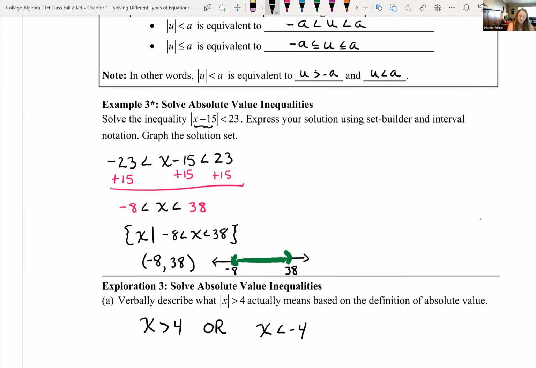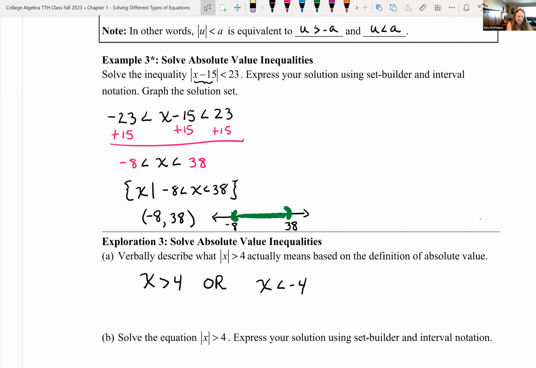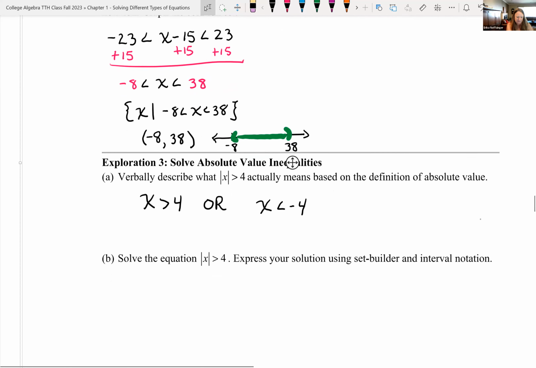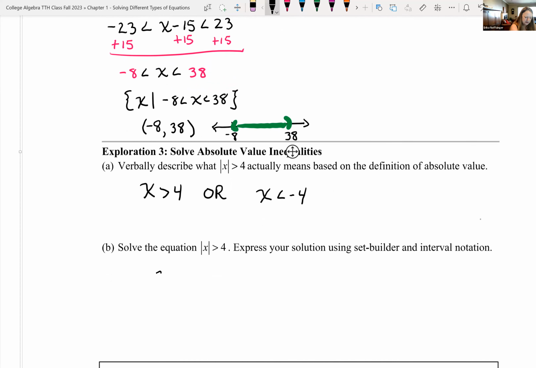So x either has to be bigger than 4 or x has to be less than -4 for the absolute value of x to be bigger than 4. That's basically how we're going to put that when we solve it. So x greater than 4 or x less than -4. In set builder notation, so set x such that x is bigger than 4 or x is less than -4.